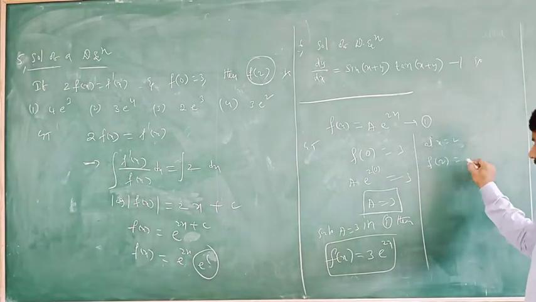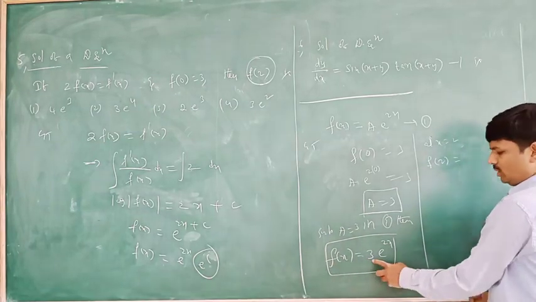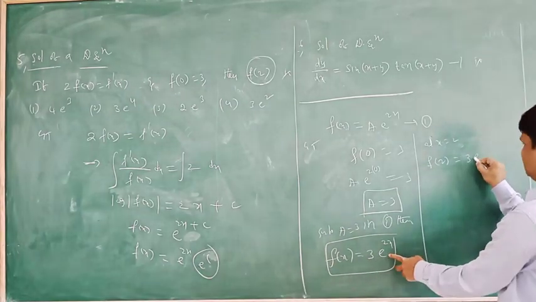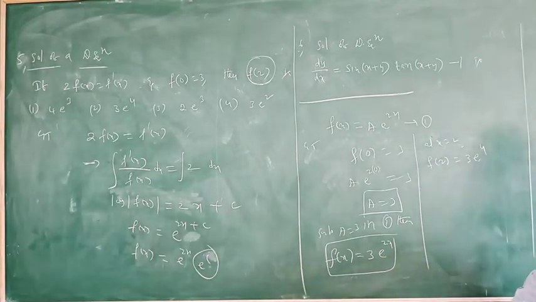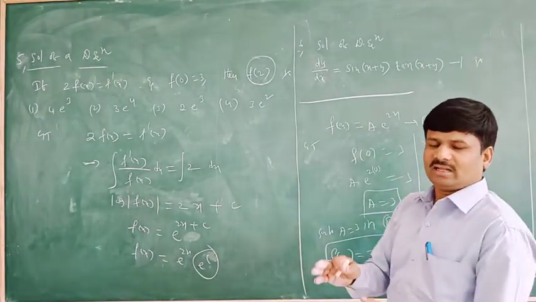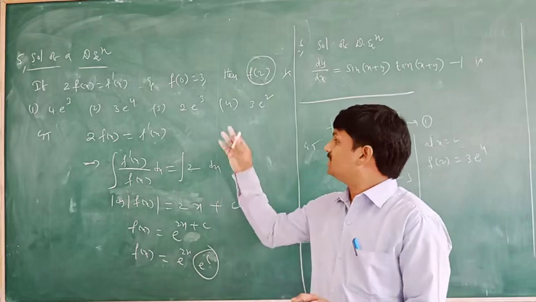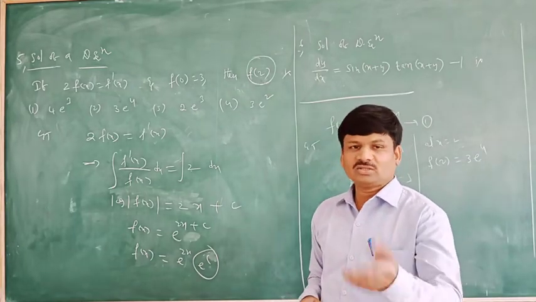f of 2 is equal to, what is the problem? 3 into e power 2 into 4, that is 3 into e power 4. Understand? So this question is a little bit different from that differential equation, because here the differential equation is not given directly. The function also is not given.